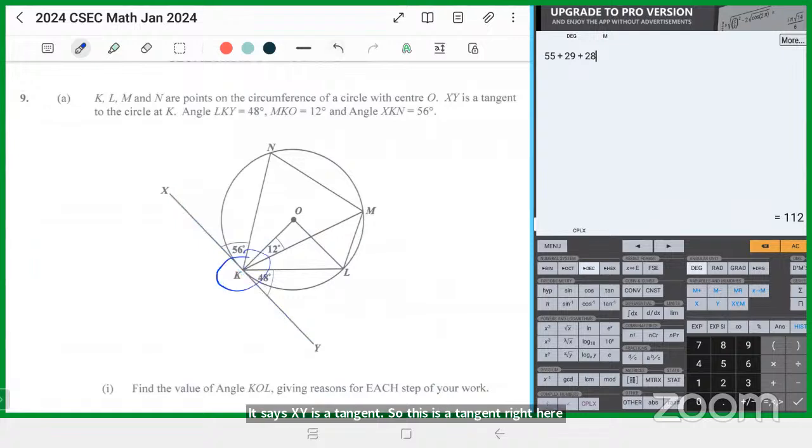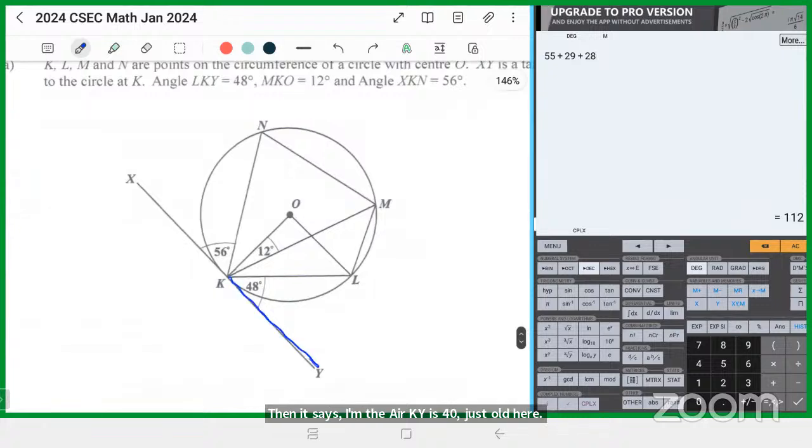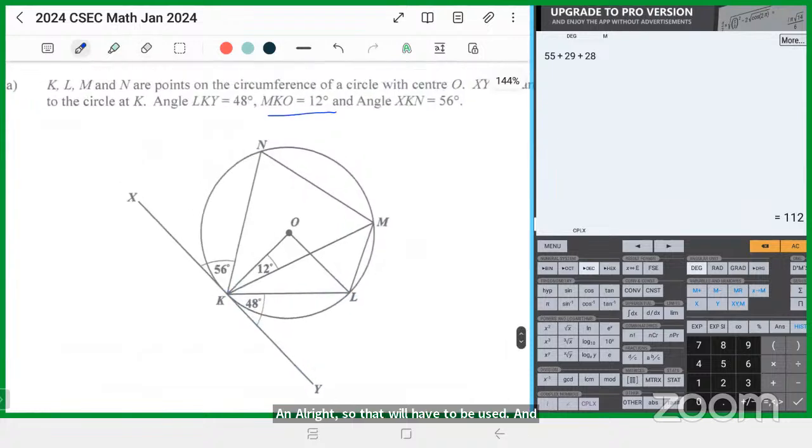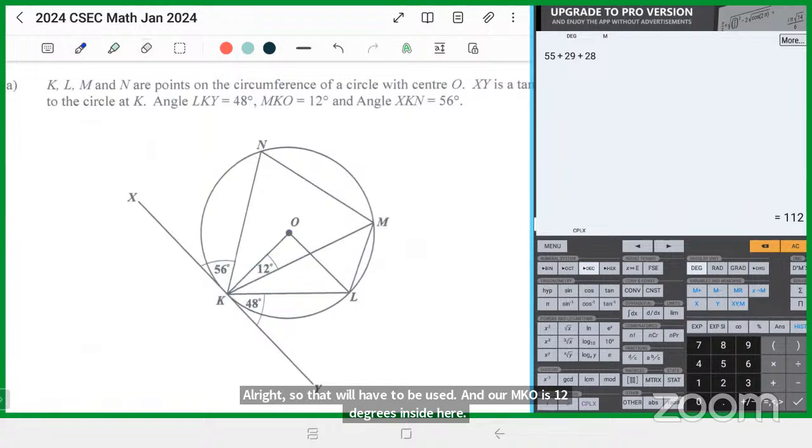At the point K is a point of tangency. Then it says angle LKY is 48 degrees. That's out here. That's clearly an angle between a tangent and a chord. So that will have to be used. And angle MKO is 12 degrees inside here. This angle right here is 12 degrees. They're giving us that angle as well.